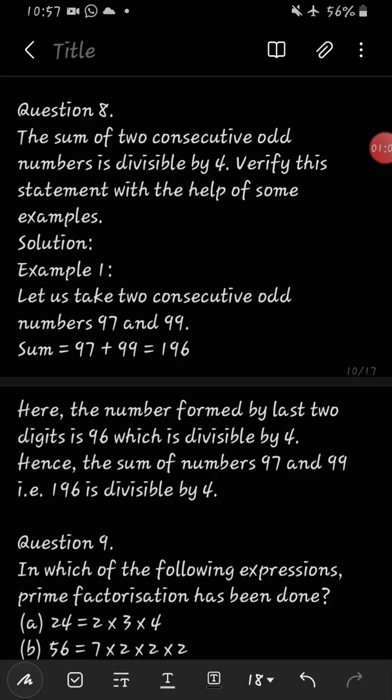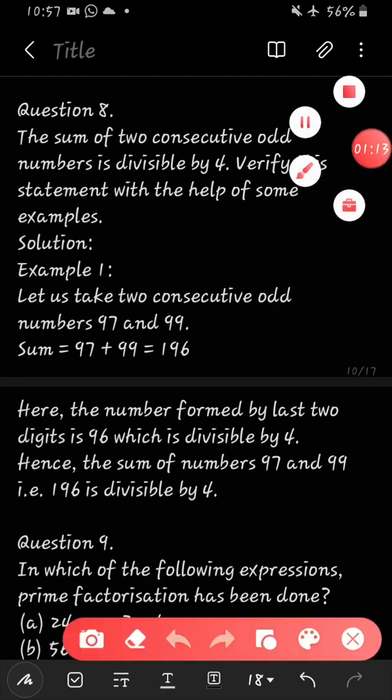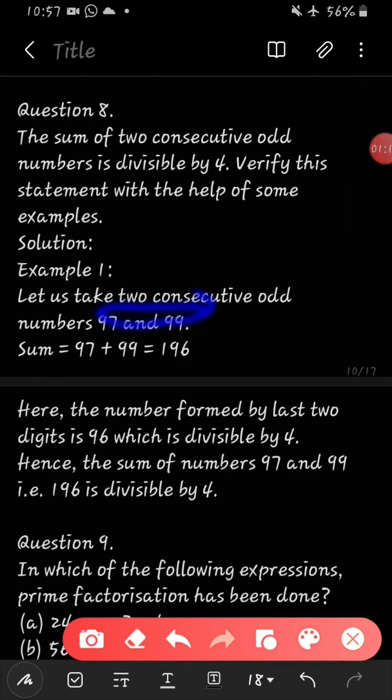The sum of two consecutive odd numbers is divisible by 4. Verify this statement with the help of some example. So one example only I showed here. Let us take two consecutive odd numbers, that is 97 and 99 I have taken. You can take another number also, no matter. If we add 97 and 99, we get 196.